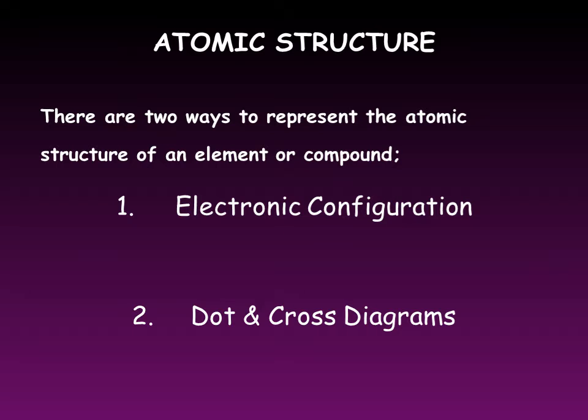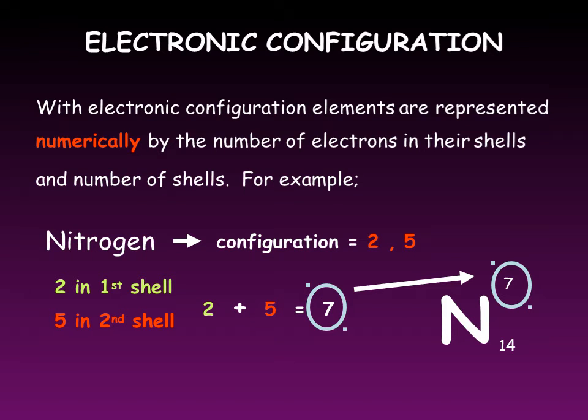There are two ways to represent the atomic structure of an element or a compound, either through the electronic configuration or through the dot and cross diagrams. So let's talk about what electronic configuration is. With electronic configuration, elements are represented numerically by the number of electrons in their shells and the number of shells.